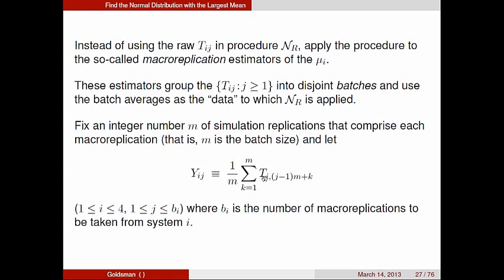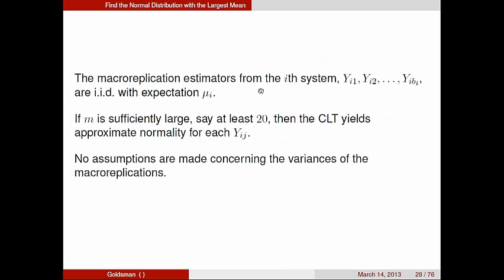If I run the system several times and take the average, that gives me something that's approximately normal. Eij is the number of replications in one of these batches. I run several of them, and I get something that's approximately normal by the central limit theorem. It's very nice. So these estimators, these Yis, are approximately IID, independent and identically distributed, with expectations mu i. If I take enough replications, they're approximately normal. And that's great. In this case, I made no assumption about the variances.